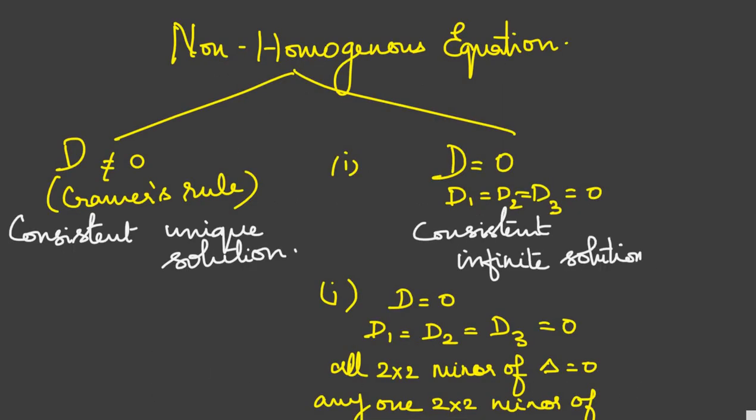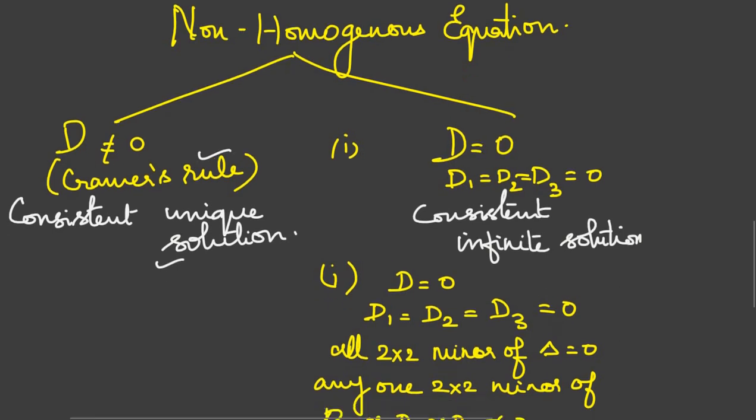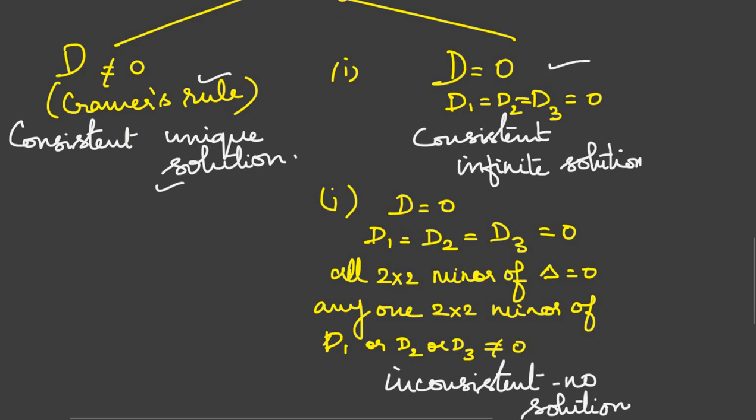Therefore, for non-homogeneous equation, if delta is not equal to 0, then we use Cramer's rule and we say the system of equations has a unique solution. That is one solution for x, one solution for y and one solution for z. If delta is 0 and delta x, delta y, delta z, that is D1, D2, D3 all are 0, then the system is consistent having infinite solutions. If delta is 0 but any one of delta x, delta y, delta z is non-zero, then the system has no solution.